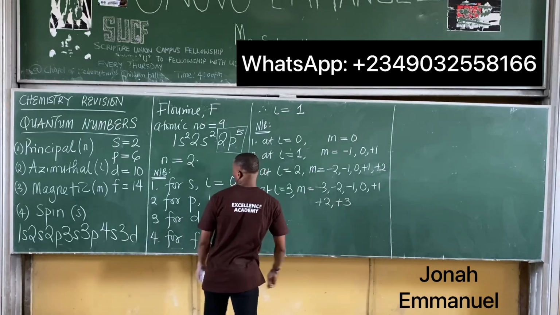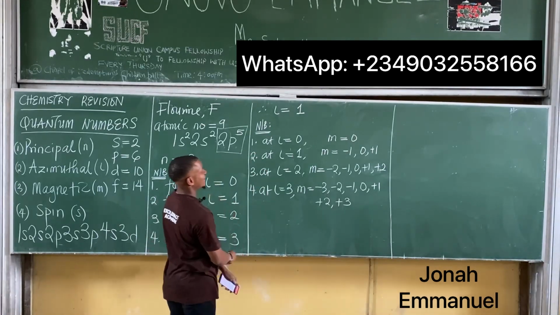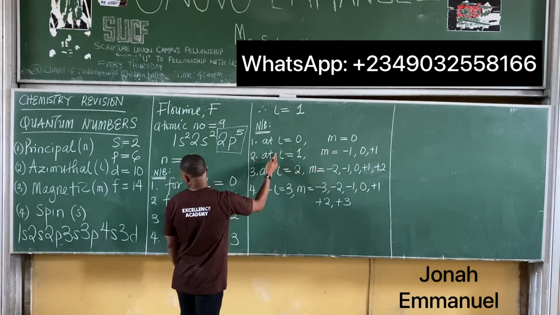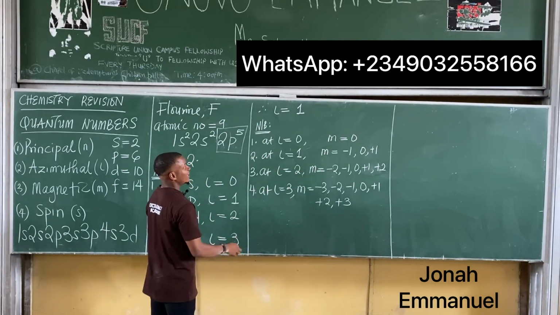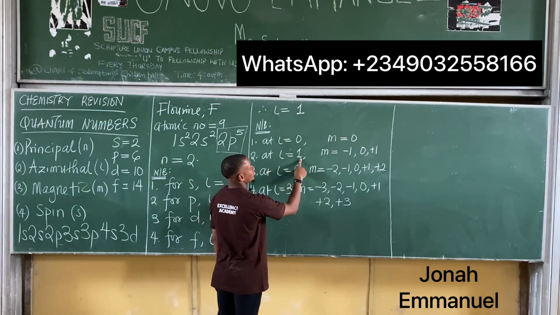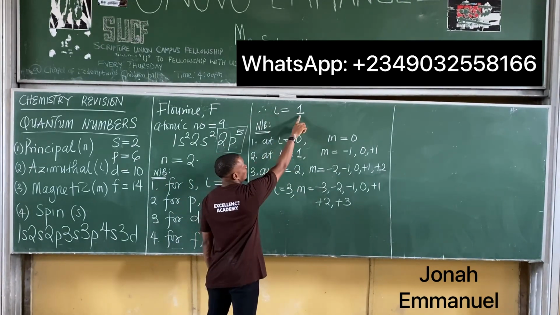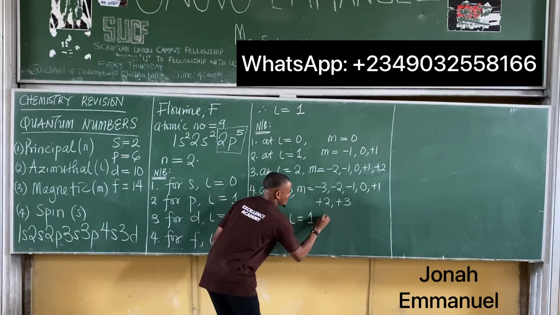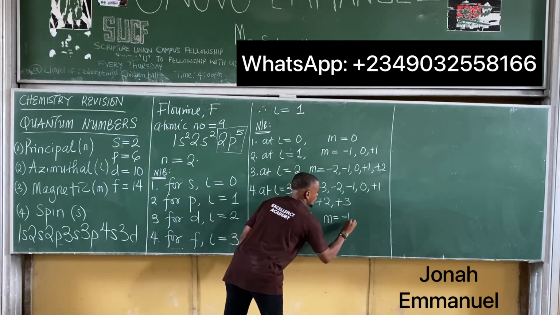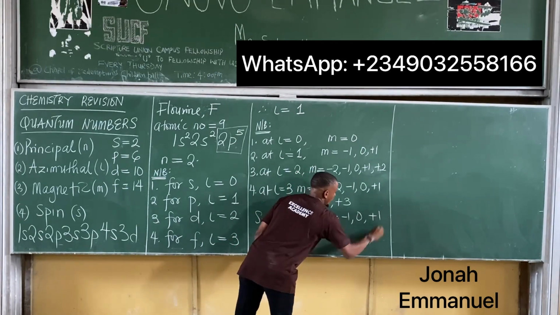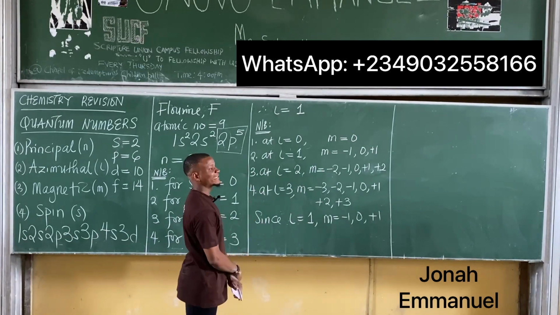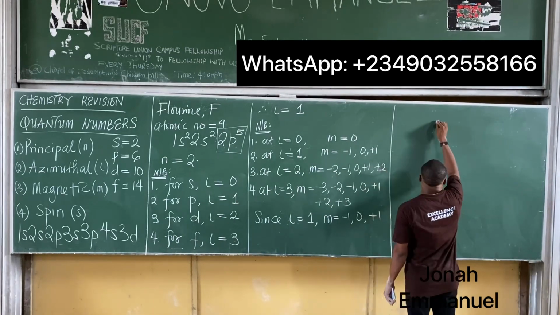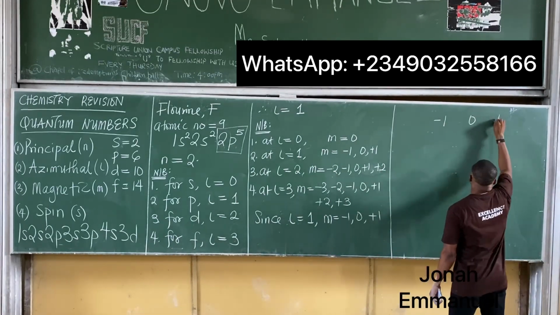That's all. Next up, I want to get magnetic M. How do I get magnetic? We said the magnetic depends upon the azimuthal. In my case here, L is 1. So since L is equal to 1, that means my M is equal to minus 1, 0, or plus 1. So how do I know which of them exactly it is? Now, here's what to do, please. I will say minus 1, 0, and plus 1.